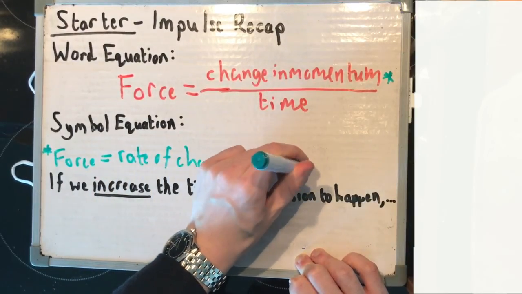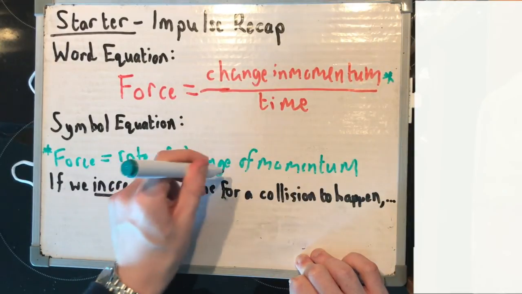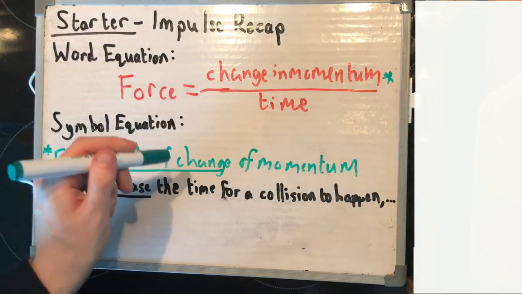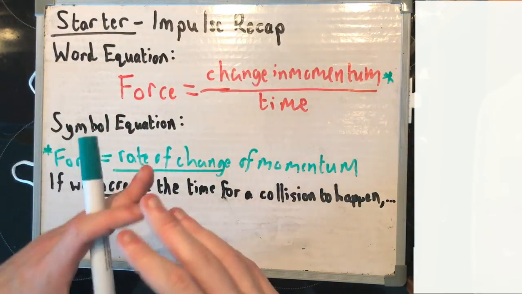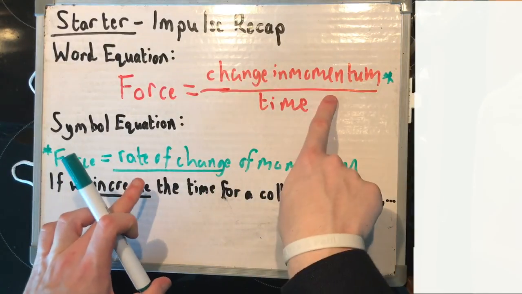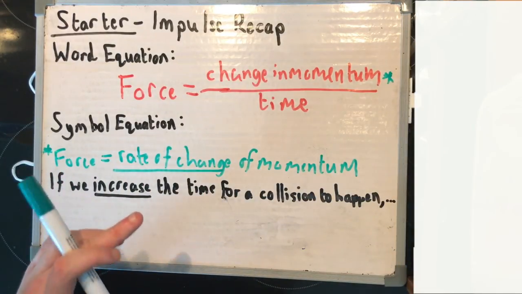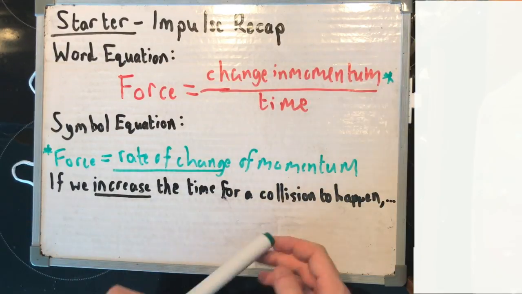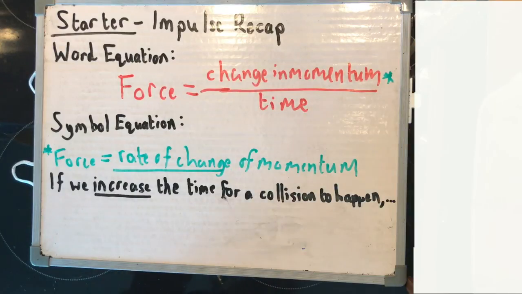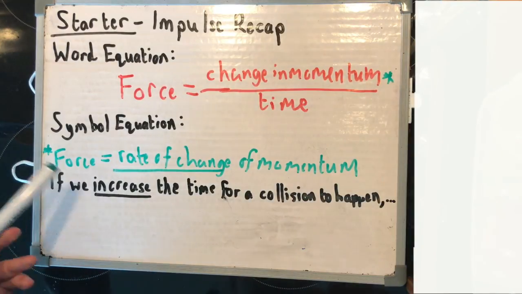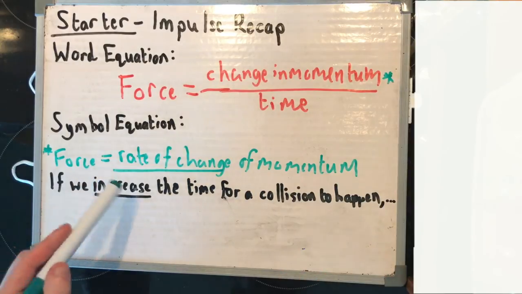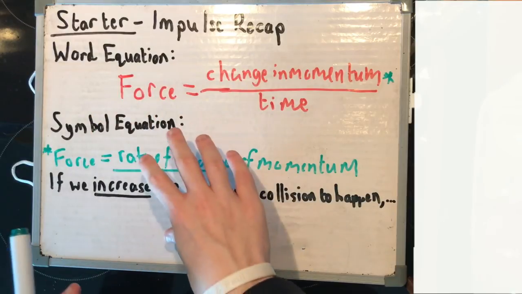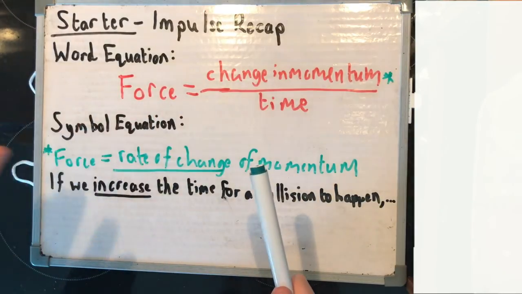Now, you might have seen the phrase rate of change before. You may not, and if you have, you may not remember. So what we mean by this is that the force is equal to, well, it literally means the same as this formula. Force is change in momentum divided by time. But what it means is that how fast the momentum changes determines the amount of force. So you could say that the amount of momentum change per second is the force applied.